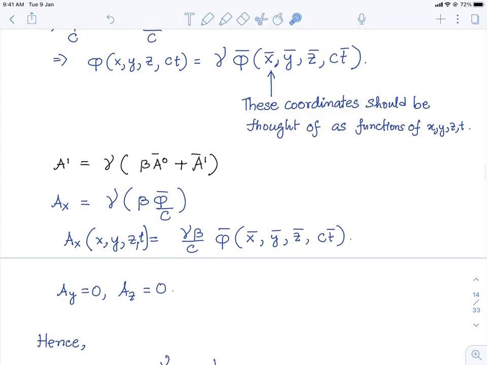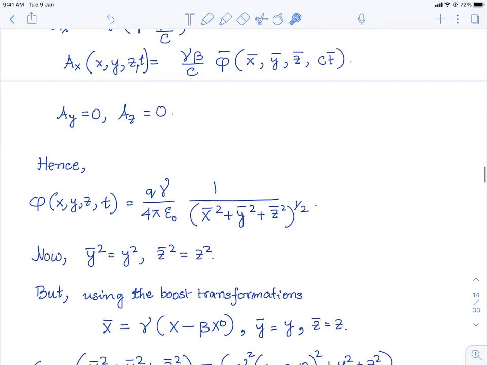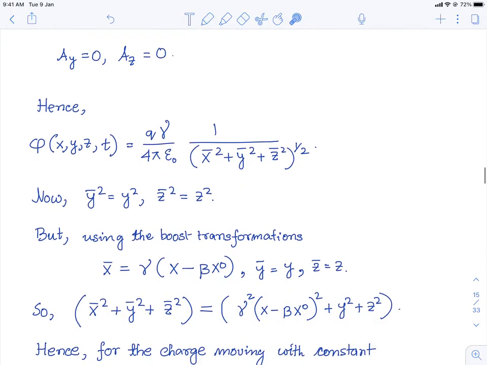So in the unprimed frame they are also 0 because they are just identical to the primed. These components are unaffected when we do a boost along the x direction. Okay, so that is something which is 0. Very good. Now if we analyze the scalar potential, let's see.